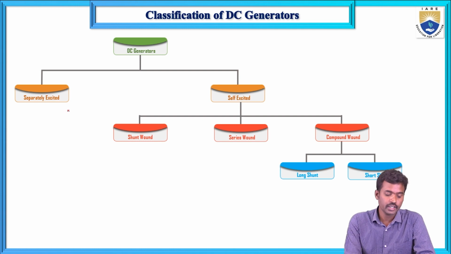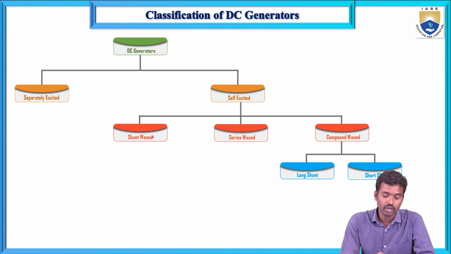In the separately excited generator, there is no connection between armature winding and field winding. The field winding is separately excited with another battery. In the self-excited generator, the generated supply is given to the field winding. Such DC generators are called self-excited DC generators.